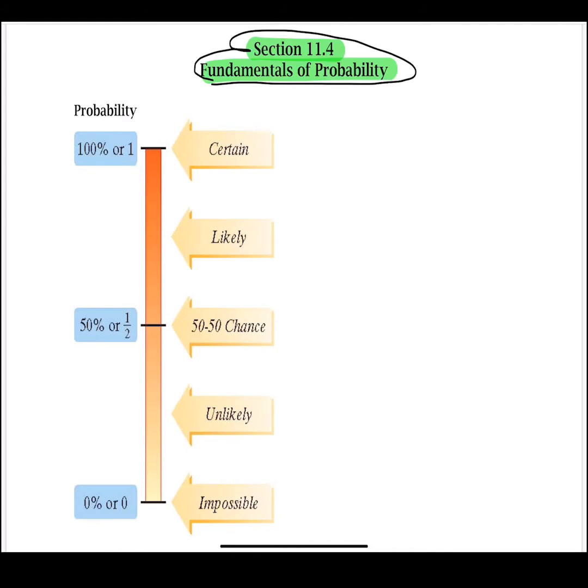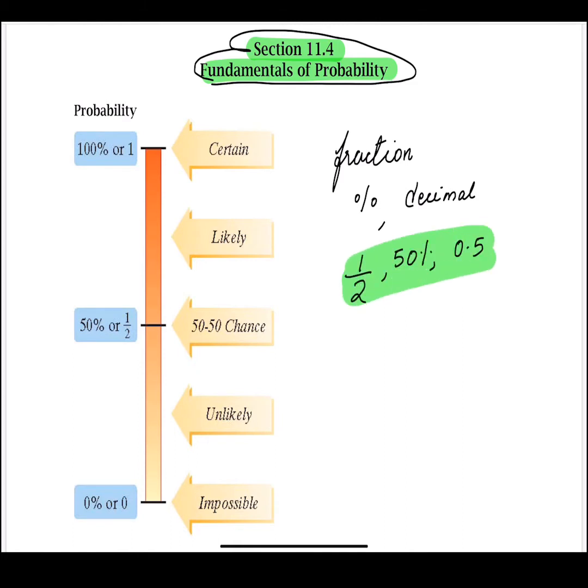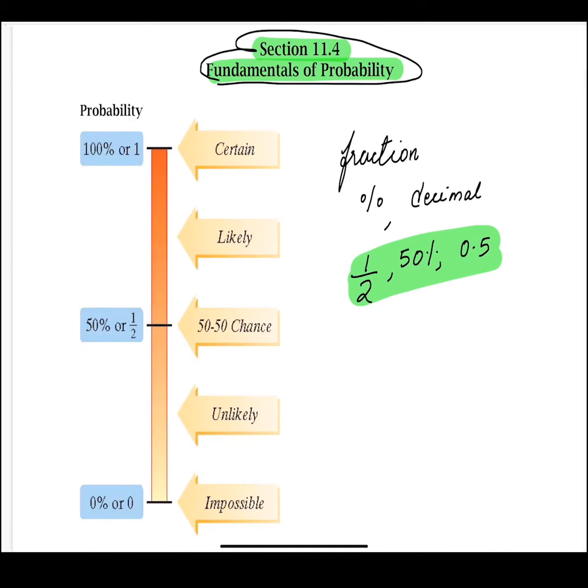So probability of something happening is usually given to you as a fraction, or let me write this down, fraction, or as a percentage, or as a decimal. So let me give you an example of what that means. Probability of something happening 1 over 2, which is 50%, or 0.5. They all mean the same. So different ways of giving you the probability. Okay, so let's go ahead and see what exactly it means.